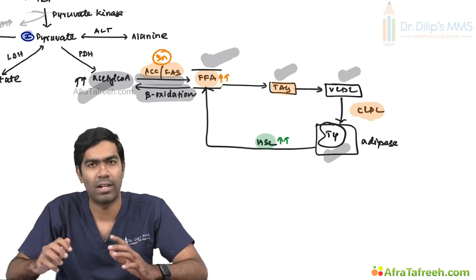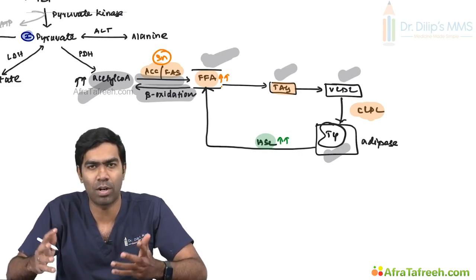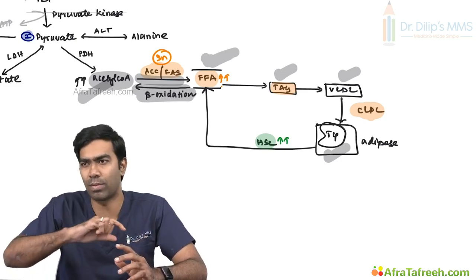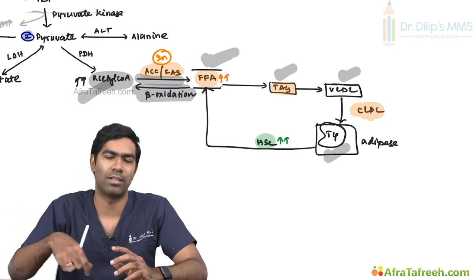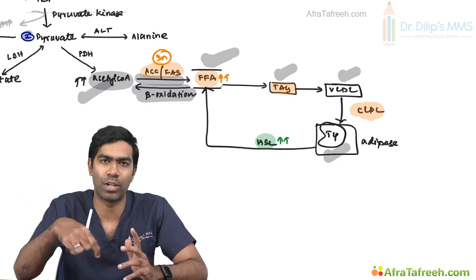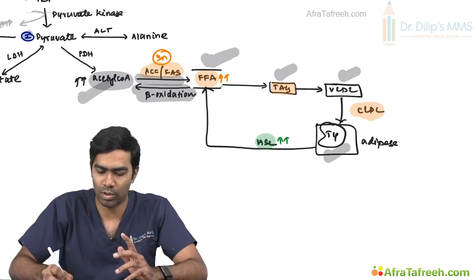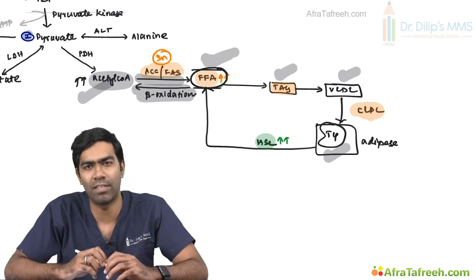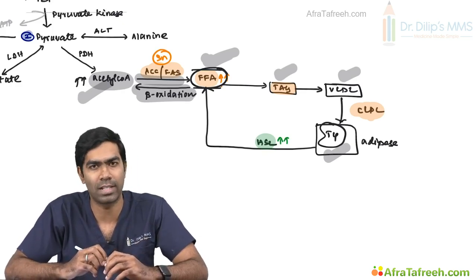in the liver. And subsequently, this cycle will keep on continuing, and the liver is going to produce more VLDL, and adipose tissue is going to produce more lipolysis. Subsequently, we are going to have excessive free fatty acids in the liver as well as in the peripheral blood. That's a characteristic feature of type 2 diabetes mellitus.